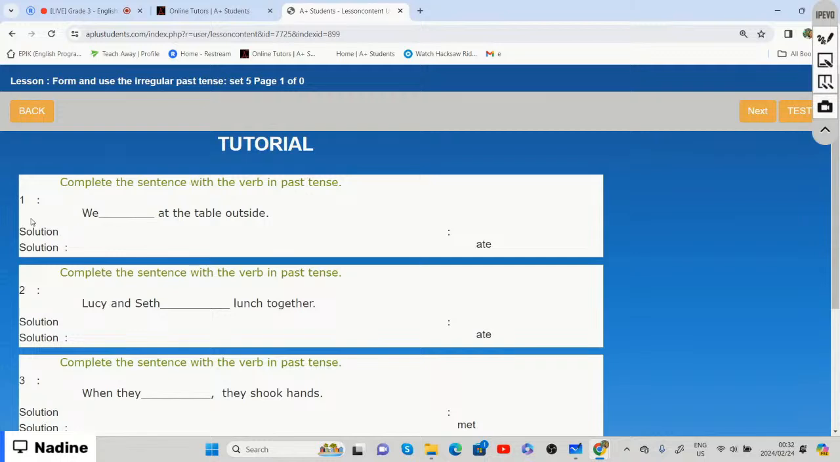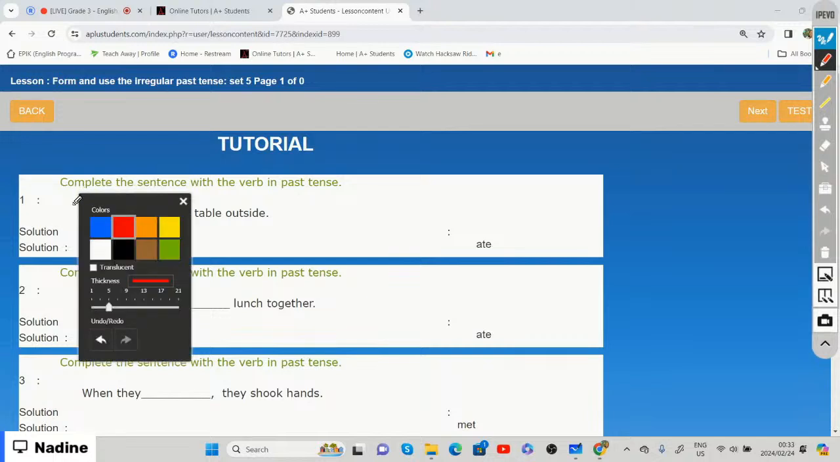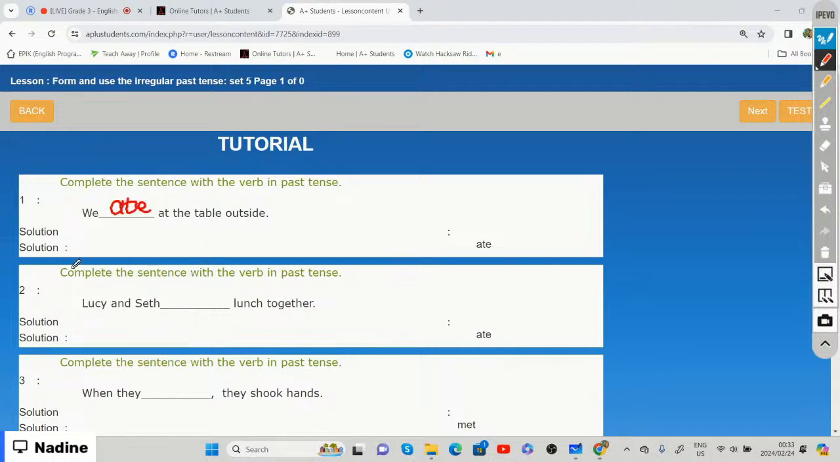So do we say we eat at the table outside, or we ate at the table outside? And in the past tense, we can say we ate at the table outside. And then Lucy and Seth, do we say eat or ate lunch together? Do we say they eat lunch together or they ate lunch together?